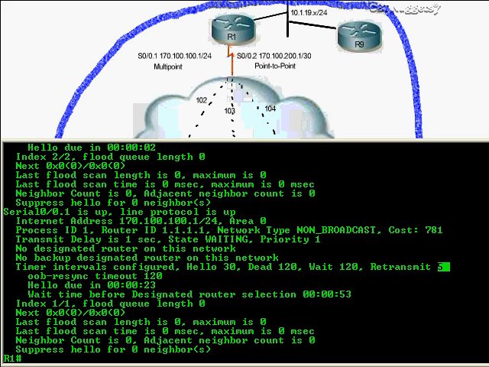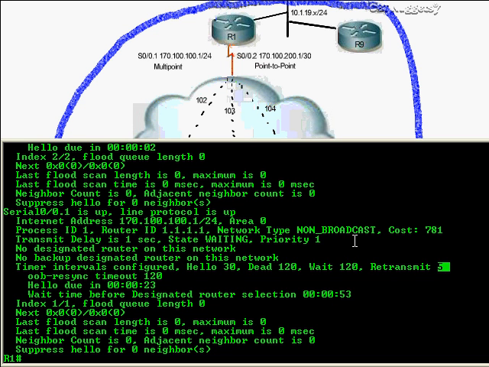So what does that tell you? Instantly, you should realize that if we have a network mismatch, one is a point-to-point, one is a non-broadcast, we're not going to work here. We actually are going to have different timers, which means OSPF is not going to form a neighbor. For OSPF to form a neighbor, we have to have exactly equal timers.